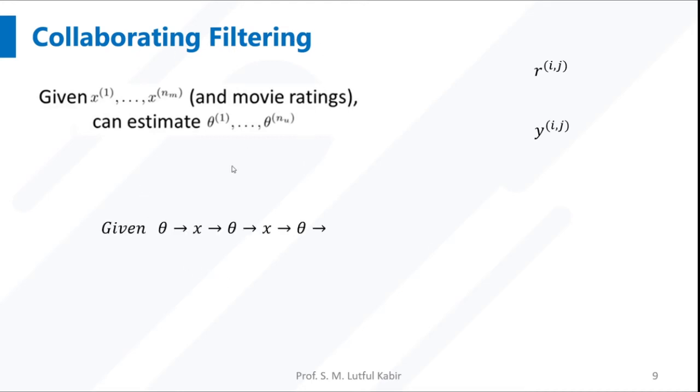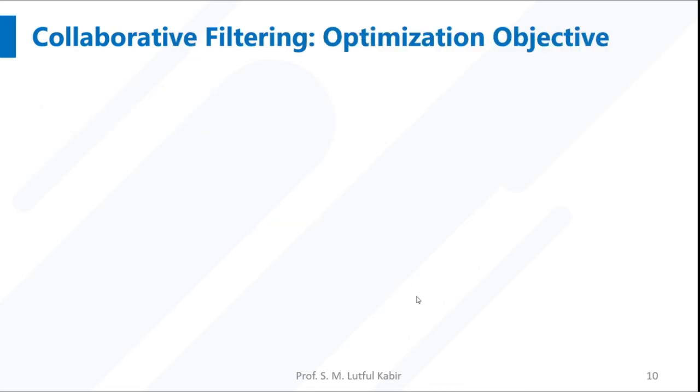So collaborative filtering actually means that once you get the theta, then you apply that theta to x to find out x, and once you find out the x, then you will find out the theta again, and so on until the theta values and x values converge. So following the previous discussion, let us formulate the optimization objective in case of collaborative filtering.